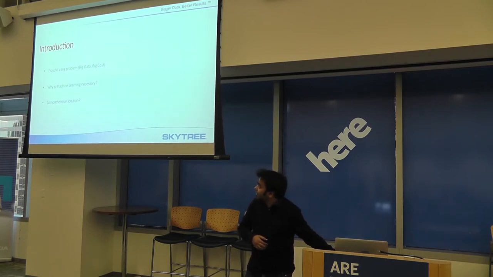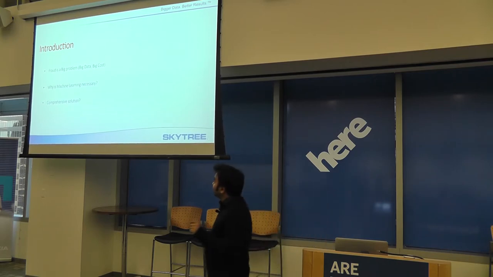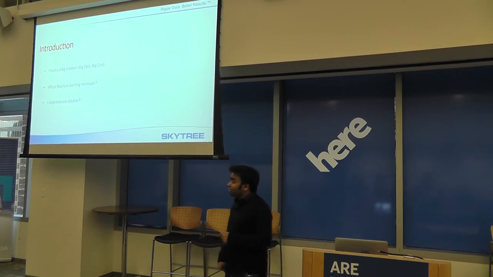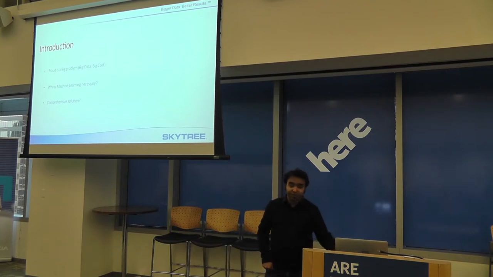So the introduction is going to consist of: fraud is a big problem. It is both a big data problem and a big cost problem. Why is machine learning necessary to solve that problem, and what's the comprehensive solution, or how does that look?